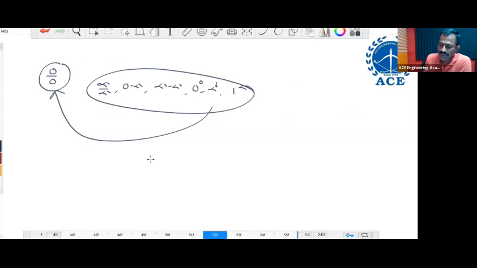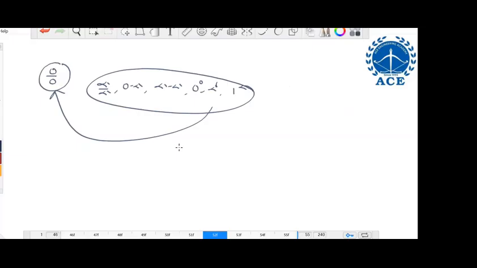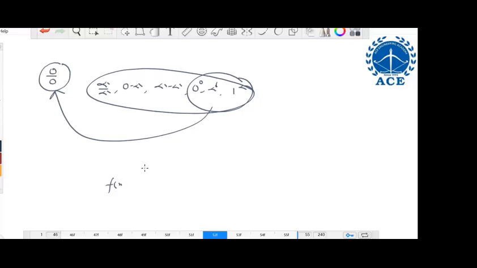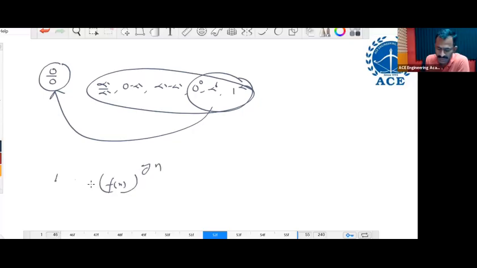Even 1 power infinity also, we can reduce to 0 by 0, because these forms are possible for this type of function, f of x power g of x. If you take the log on both sides, it reduces this into 0 by 0.